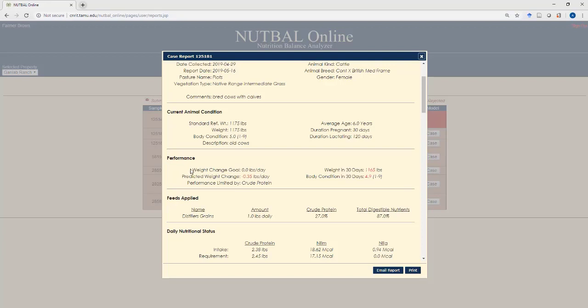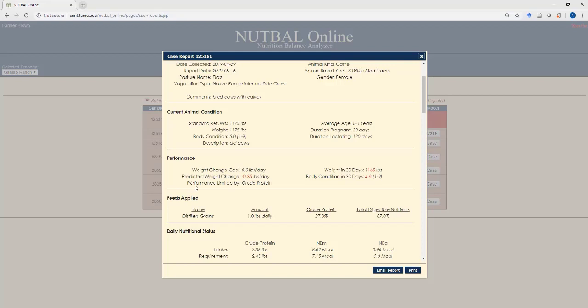First, you'll see this weight change goal, and that's actually information that you provided in your sample description form. So if you wanted the animals described by this animal profile to gain weight, it would show here. In our case, we just want these animals to maintain their current weight. The next section is the predicted weight change, and this is the actual performance value that NUTBAL's calculated. For this sample, it's showing a loss of 0.35 pounds per day. It could also show 0, or it could show a gain.